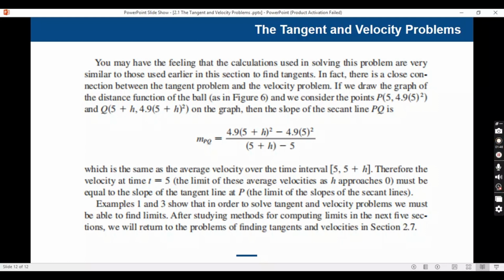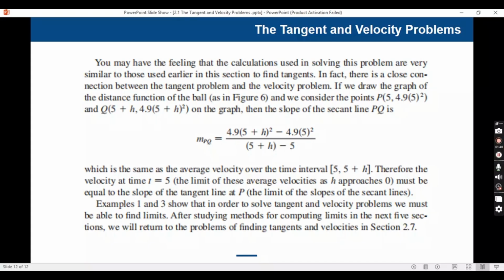You may have the feeling that the calculations used in solving this problem are very similar to those used earlier in this section to find tangents. So you can see the similarities between when we were doing the tangent problem and the velocity problem. You can see we were using kind of the same logic. In fact, there is a close connection between the tangent problem and the velocity problem.